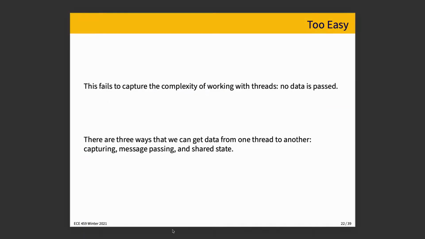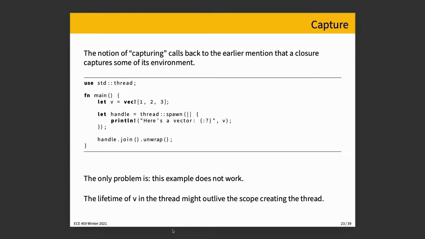So if we actually want to pass data from one thread to another, there are three things we need to consider: capturing, message passing, and shared state. We will start off with the idea of capturing, and it calls back to what we just talked about a few moments ago about the idea that a closure captures some of its environment. So here is some code that is using the capturing mechanism for moving some data, passing some data from one thread to another. The only problem with this is this example doesn't work.